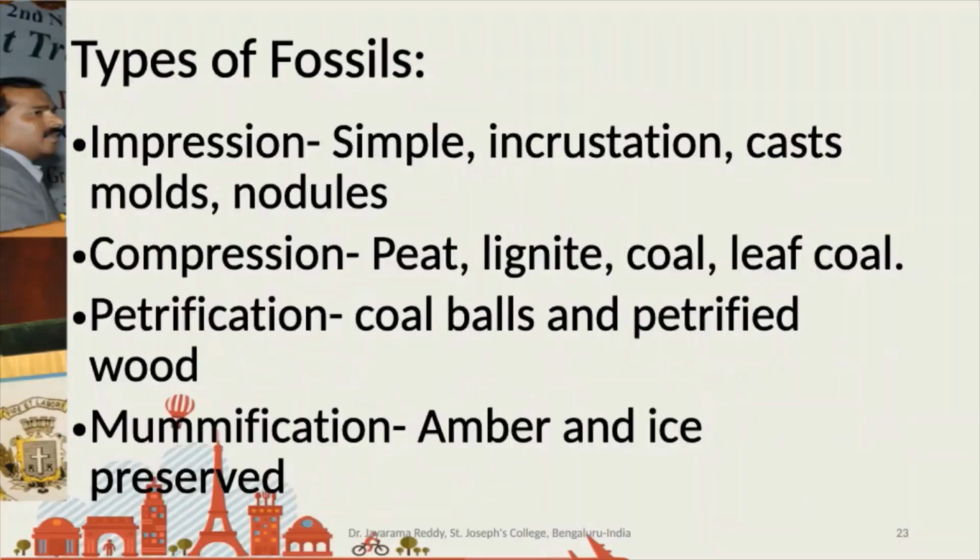Whatever plant life and animal life existed on the earth for the last 3.5 billion years has been preserved and conserved in the womb of the earth. The study of these fossils is paleobotany or paleontology, and the plant remains and animal remains that are preserved in the rocks are called fossils. So let us study the different types of fossils and the process of fossilization in this video.